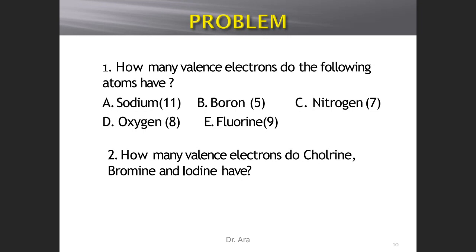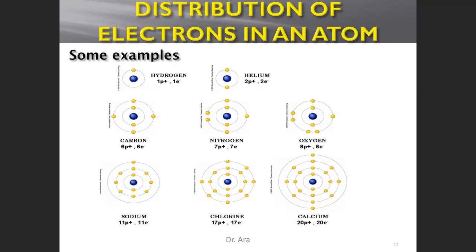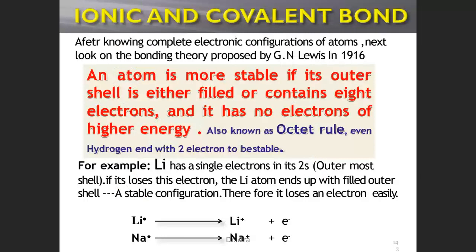How many valence electrons do chlorine, bromine, iodine have? So that you can practice. And here, this is in the case of iron. We had a little bit of exception here, as we saw last time, so we will go there. And here are some examples of how you can draw. Here are some examples you can practice. Okay, I will go back to the lecture.